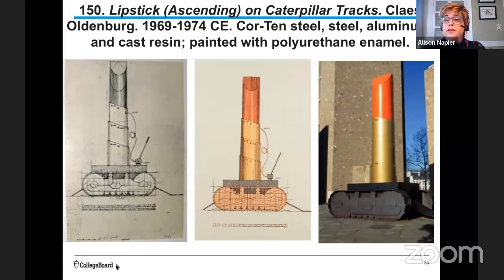The work from our image set, Lipstick Ascending on Caterpillar Tracks. As Oldenburg begins to design imaginary outdoor monuments, most of which are never realized, this one was. So his inflatable lipstick ascending is the most notable exception of some of his designs. It's a monumental tube of lipstick sprouting from a military vehicle that appeared uninvited on Yale's campus amidst 1969 Vietnam protests that the students were holding.